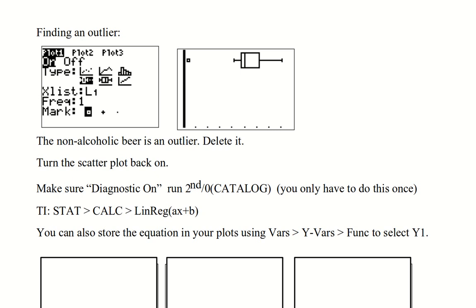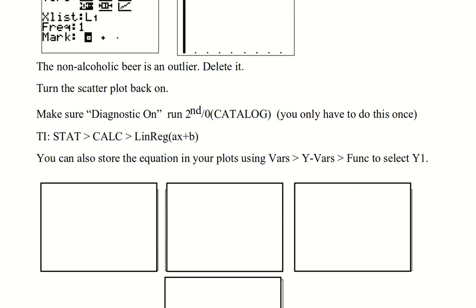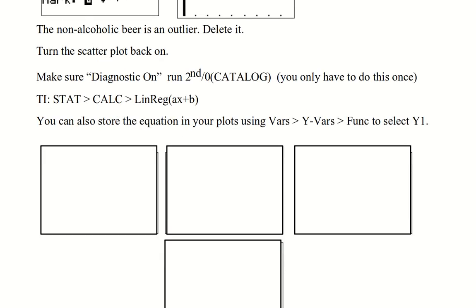Now, when we use linear regression commands in our calculator, we need to have the diagnostics turned on. You don't have to do this but once, but if you've got a new calculator, you may have to do it. So make sure your diagnostics are turned on so that you get good information and the same information that I'm going to get on the screen when I run these linear regression commands. So in our TI, we go to stat and then calculate and then linear regression. We also have the way of storing plots, so we'll talk about that as well.